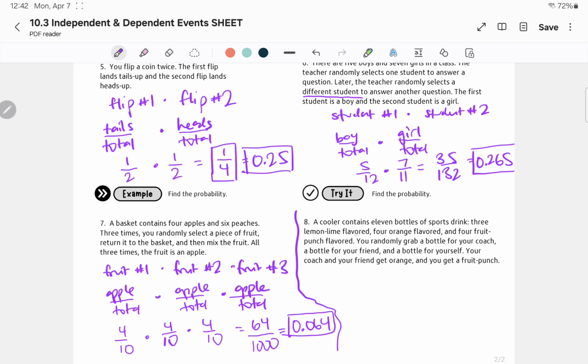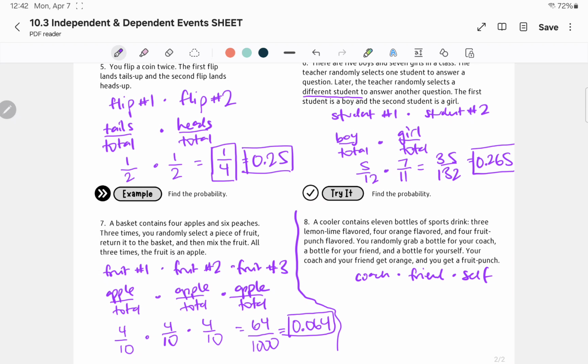But anyway, a cooler contains 11 bottles of sports drink. You randomly grab a bottle for your coach, your friend, yourself, right? Since you're not returning the bottles to the cooler, this is dependent. You're keeping a bottle each time. So our first one is your coach, and let's write, how should we word this? We'll put our coach, our friend, and ourselves. Okay, those are the events.